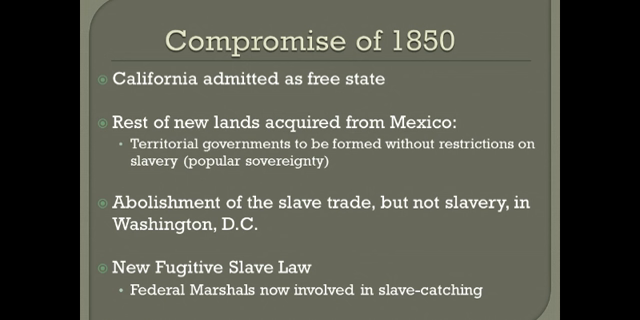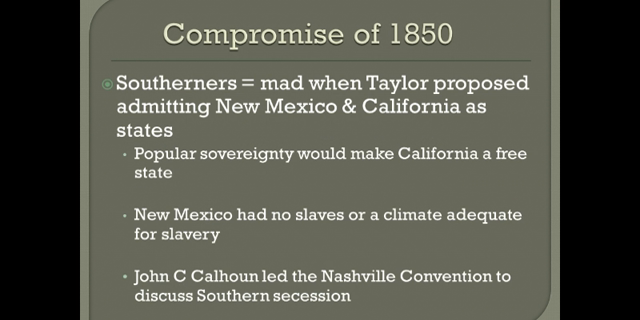So, Compromise of 1850. This was an epic fail. Henry Clay, bless his heart, he was amazing, but not everything the man touched turned to gold, and the Compromise of 1850 was an epic fail. So, California was admitted as a free state. The rest of the new lands acquired from Mexico would be decided by popular sovereignty, whether or not they would be slave or free. We did abolish the slave trade, but not slavery, and only in D.C. Okay, so it didn't abolish the slave trade everywhere, just Washington, D.C. Then there was a new fugitive slave law that now put federal marshals involved in catching slaves. So it's a state and a federal thing that's going to happen.